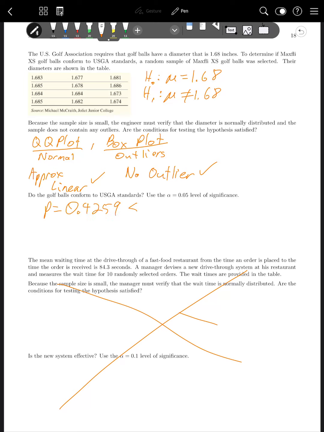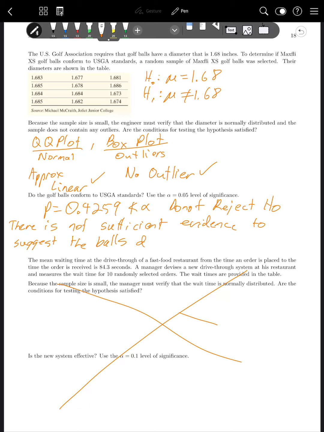So we got a p-value of 0.4529, which is not less than alpha, which means we do not reject H0, and we can say there is not sufficient evidence to suggest the balls do not meet the standard.